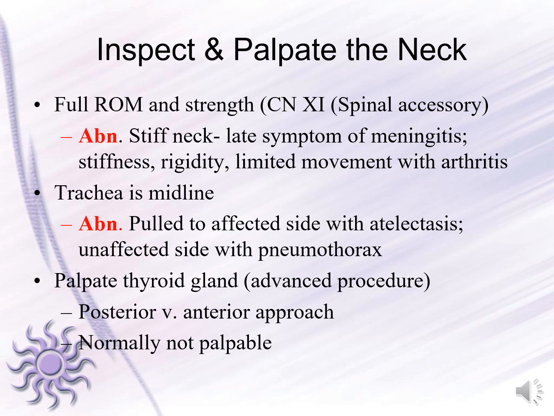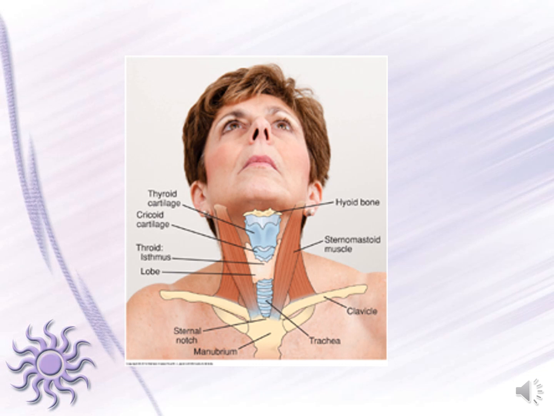Again, the trachea should be midline. If the trachea is deviated to one side versus the other, we look at some other x-rays to see, do we have a pneumothorax or atelectasis happening in those upper lobes. You will not typically palpate the thyroid gland. The physicians do more of that, so you will not, but it should not be palpable. Here in this picture, you can see where this thyroid gland is located.